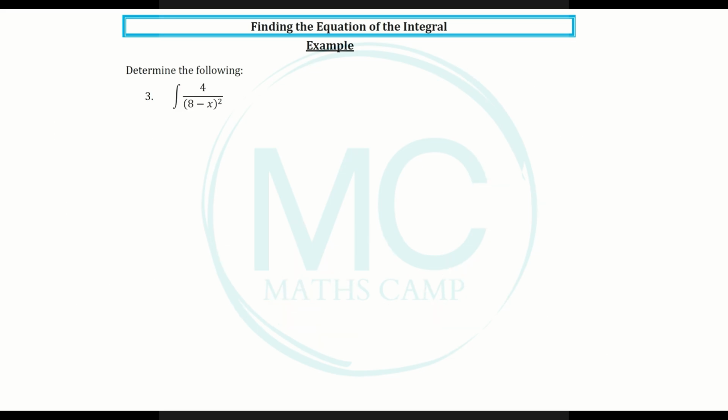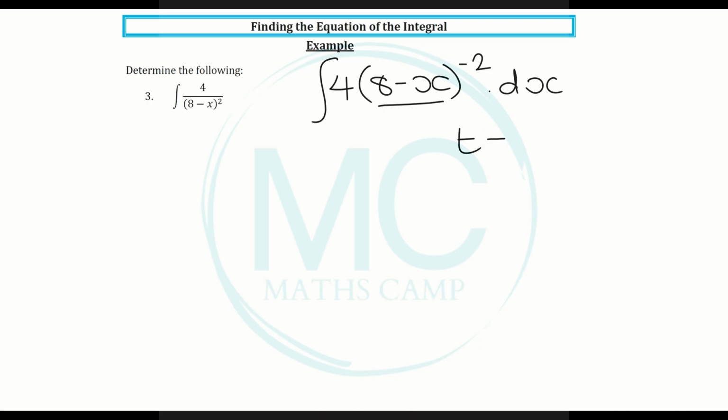Determine the following. In this case, our bracket is in the denominator of the fraction. So let's move it to the top. And our equation is going to become 4, the bracket of 8 minus x, with an exponent of negative 2. And this is the equation that we need to integrate. Let's make our bracket t. So we get t is equal to 8 minus x, which means our equation now becomes 4t with an exponent of negative 2.